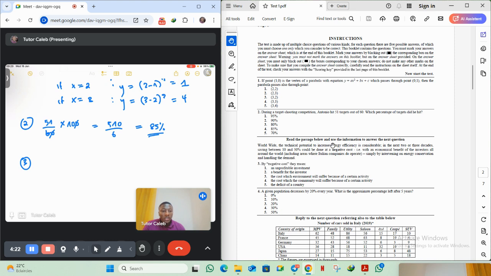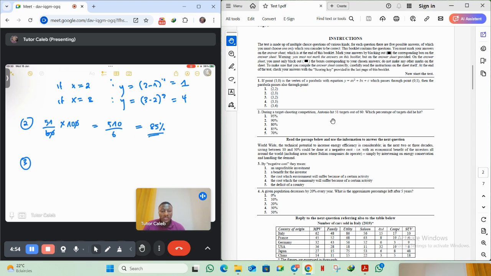Now, question 3. Read the passage below and use the information to answer the next question. Worldwide, the technical potential to increase energy efficiency is considerable. In the next 2 or 3 decades, saving between 10 to 30% could be done at a negative cost, that is, with the economical benefit of the investor all around the world, including areas where Italian companies do operate, simply by intervening on energy conservation and handling the demand.